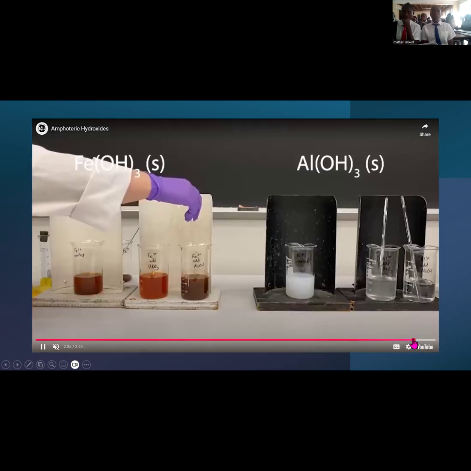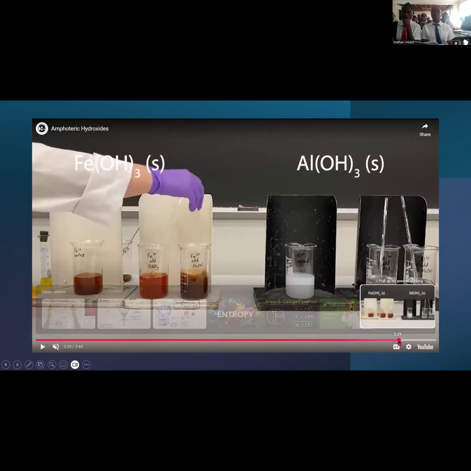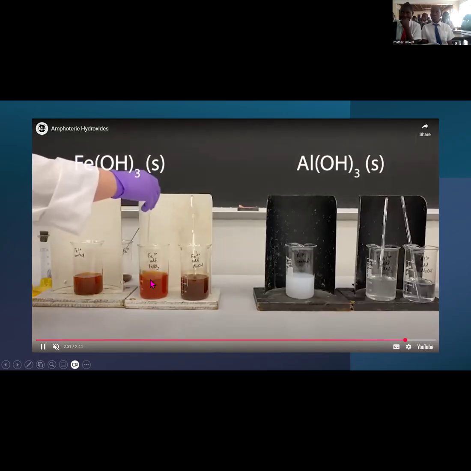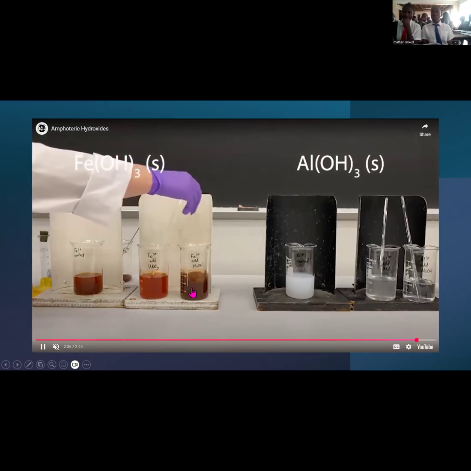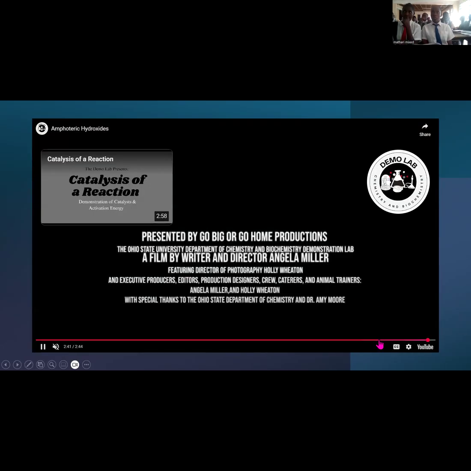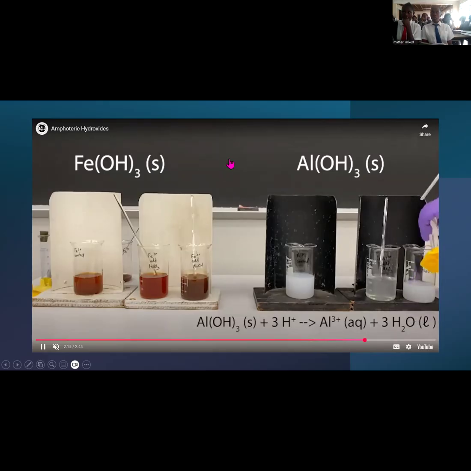Here's the result. So, sorry, go back just a little bit. At the end, when you have added acid, the precipitate dissolves. When you add alkali, it does not. But aluminium, when you add acid or alkali, it dissolves. That's important, so I'm just going to mention that very quickly.